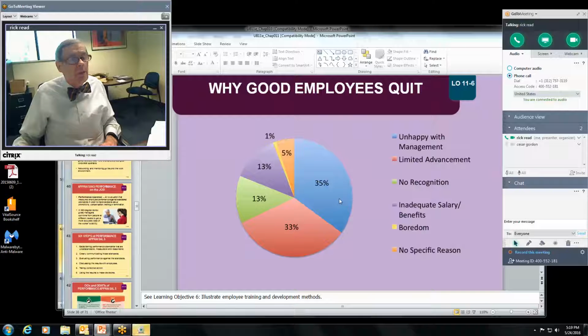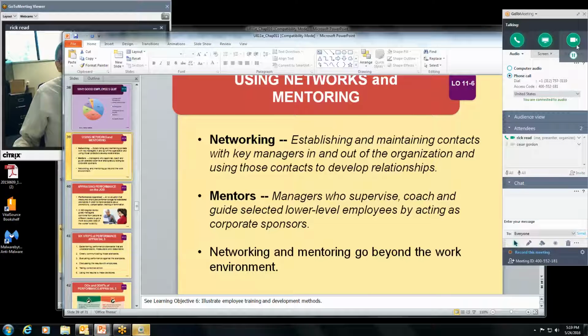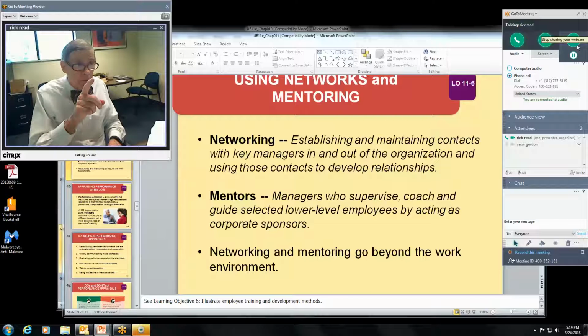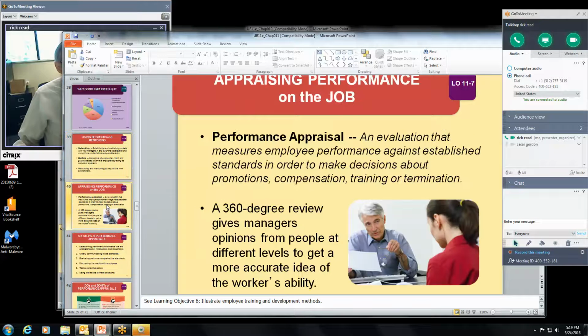Notice that the top one is unhappy with management. Networking and mentors are good ways to bring employees along. A mentoring relationship is taking an employee under your wing, usually by someone at a higher level, and that person shows the individual how to overcome barriers and things of that nature. Not circumvent barriers, but overcome barriers. Networking, of course, I think most everybody knows what that is.